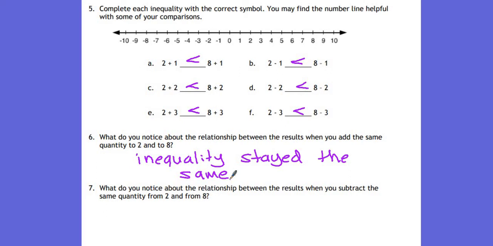So 7 says what happened when you subtracted. So here I subtracted 1 from both sides. Did it change from adding? No. Subtracted 2, did it change? No. Okay, so I'm going to say again, the inequality stayed the same.